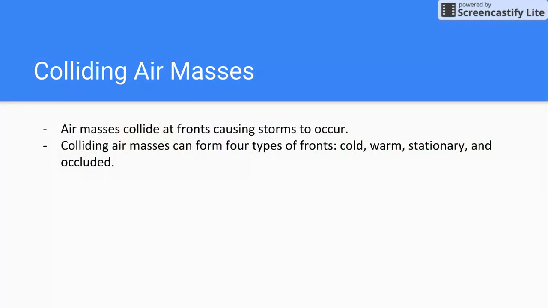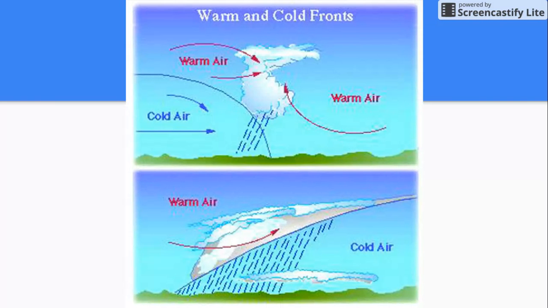So what happens when these air masses collide? When air masses collide at fronts, this causes storms to occur. These colliding air masses can form four different types of fronts: a cold front, a warm front, a stationary front, and an occluded front. If you look at this, we have both warm and cold fronts being shown, with warm air up here and cool air below, and this caused a rainstorm right here. If you have warm air sliding up over the cool air, you can also have precipitation down here.